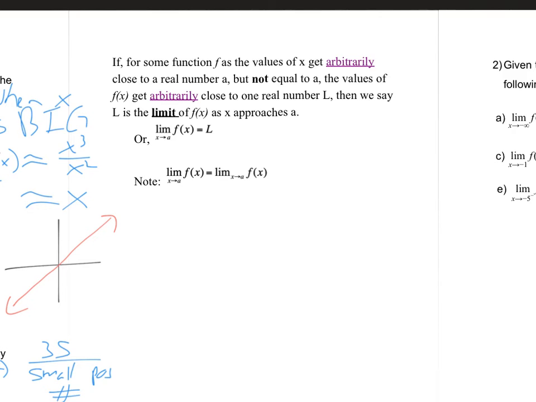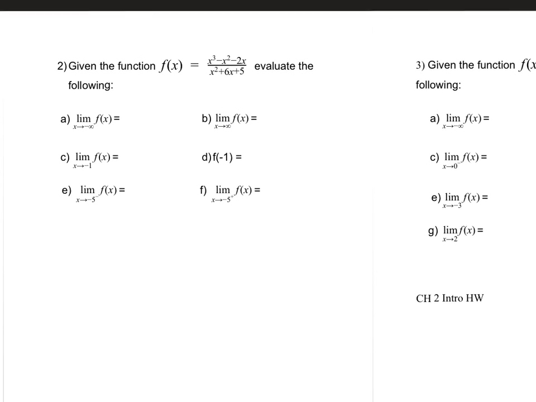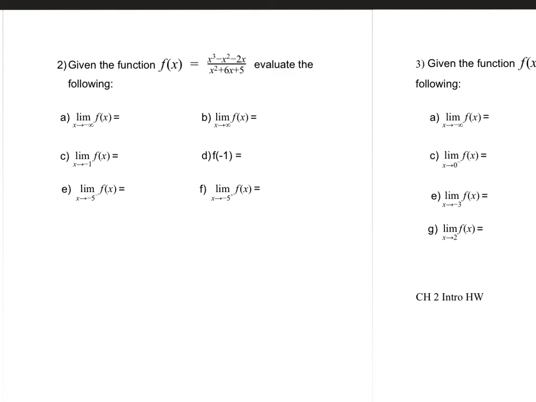Okay. So now let's look at the next question. Given this function f of x, evaluate the following. Most of these are limits. What is the limit as x approaches -infinity of f of x? What is the limit as x approaches positive infinity of f of x? What is the limit as x approaches -1 of f of x? What is the actual function value at -1? What is the limit as x approaches -5 from the left of f of x? What is the limit as x approaches -5 from the right of f of x?